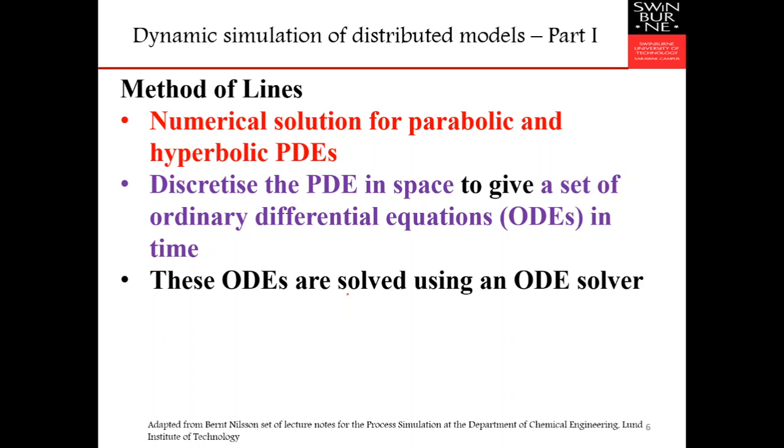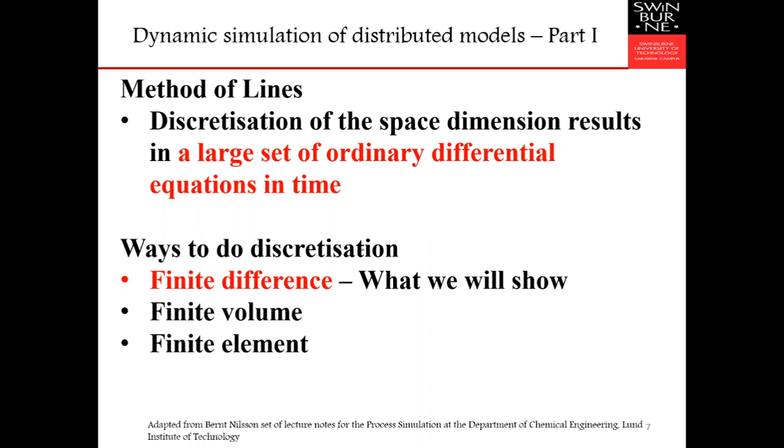Normally we solve these PDEs with the finite difference method. We use the method of lines, which can be used to solve both parabolic and hyperbolic PDEs. The method of lines works by discretizing the PDE in space, so that essentially you will have a set of ordinary differential equations in time. These ODEs can be solved using an ODE solver. Since this method discretizes the space dimension, depending on how many mesh points you take, it can result in a large set of ordinary differential equations.